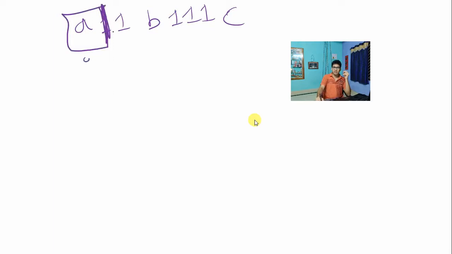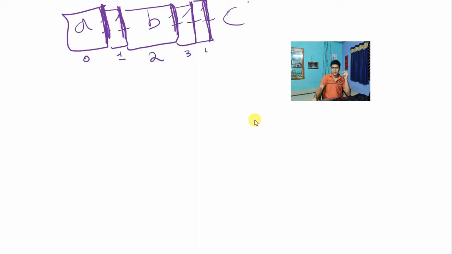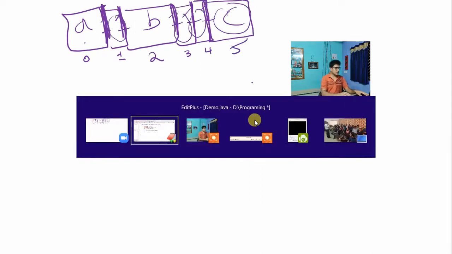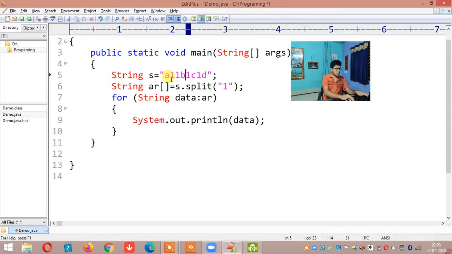Now there is one more one here. It will split at this one, but before this one, what is there? Empty string is there. It will split at this one. Before this one, what is there? B. It will split at this one. What is there? Empty string. Split at this one. What is there before this one? Empty string. And finally, it will consider this as a last token here. So you will get A, empty string, B, empty string, C. A double one, B triple one, C. There is no D now.